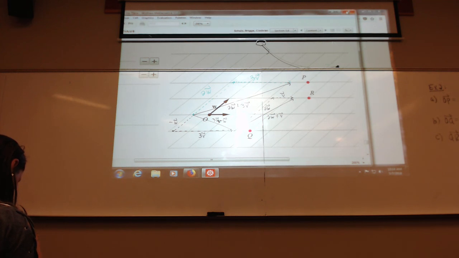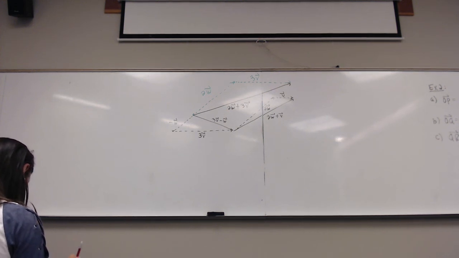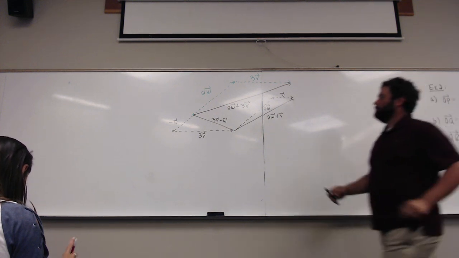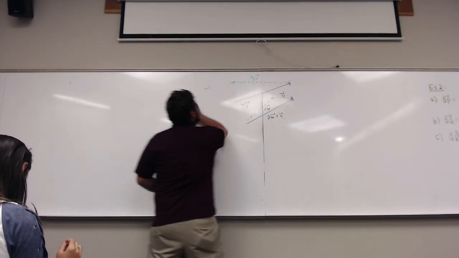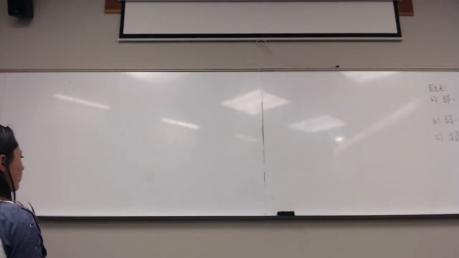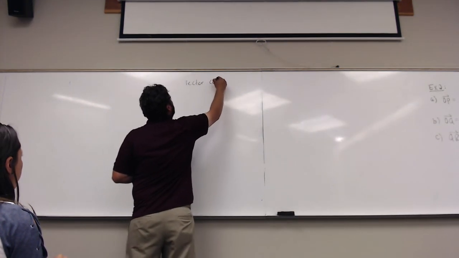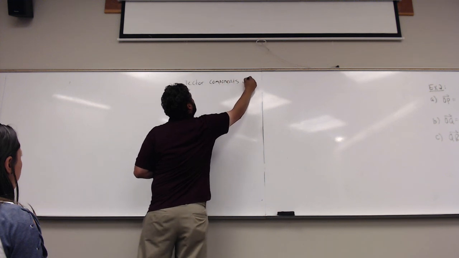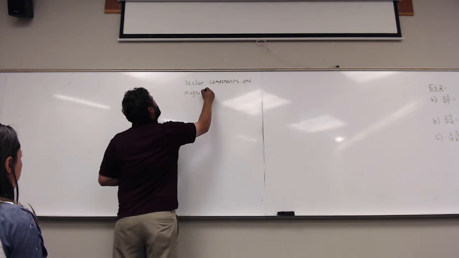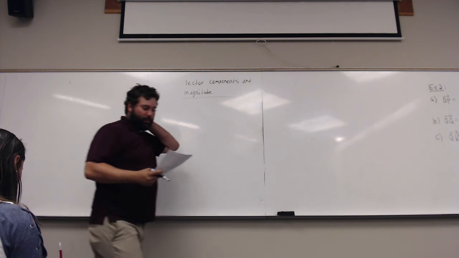Okay. I think anybody still need this on the board or are we good? Okay. So last example, we're going to talk about components of vectors. So vector components and magnitude. Okay. So definition at the top of page 3.